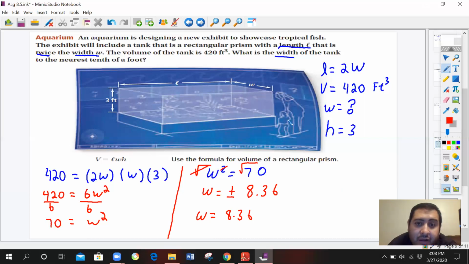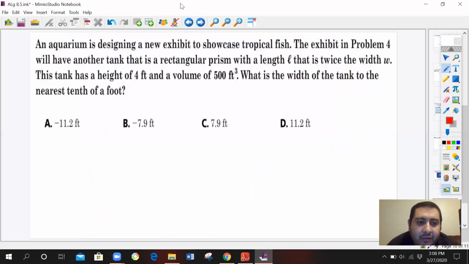All right, so we're gonna have something similar in the next question. We're just gonna follow the same procedures, just a little bit different. So again, we have an aquarium designing a new exhibit to showcase tropical fish. The exhibit in problem 4 will have another tank that is a rectangular prism with a length that is twice the width.